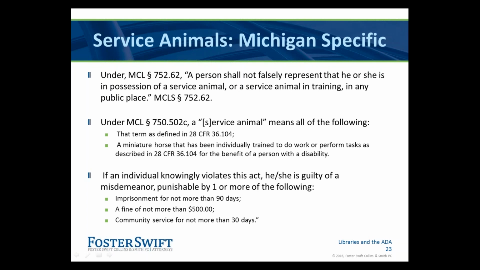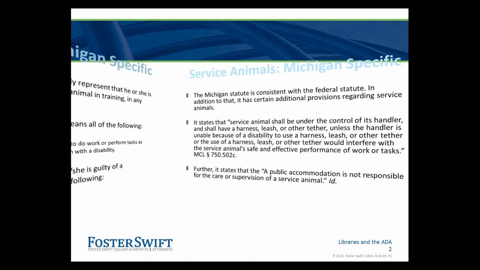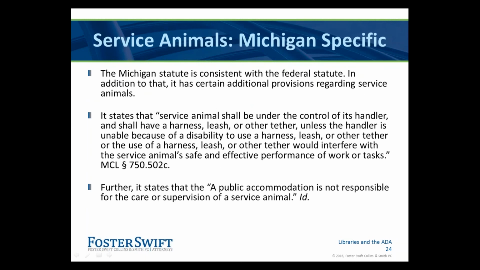Again, a service animal in Michigan is the same term as defined, and that's the 28 CFR site, the same site that's in the federal one for the dog, and then the miniature horse that's been trained to perform tasks to the benefit of the person with a disability. Again, it's a misdemeanor if they violate this. Michigan law is consistent, but in Michigan, the service animal has to be under the control of the handler, have a harness, leash or other tether, unless the handler is not able to use that tether. So, again, I think most legitimate working dogs are meeting these requirements, and I think any time that there's an animal in your library that doesn't appear to meet these requirements, that's when you can make some of the inquiries about whether that's trained for a disability or not.